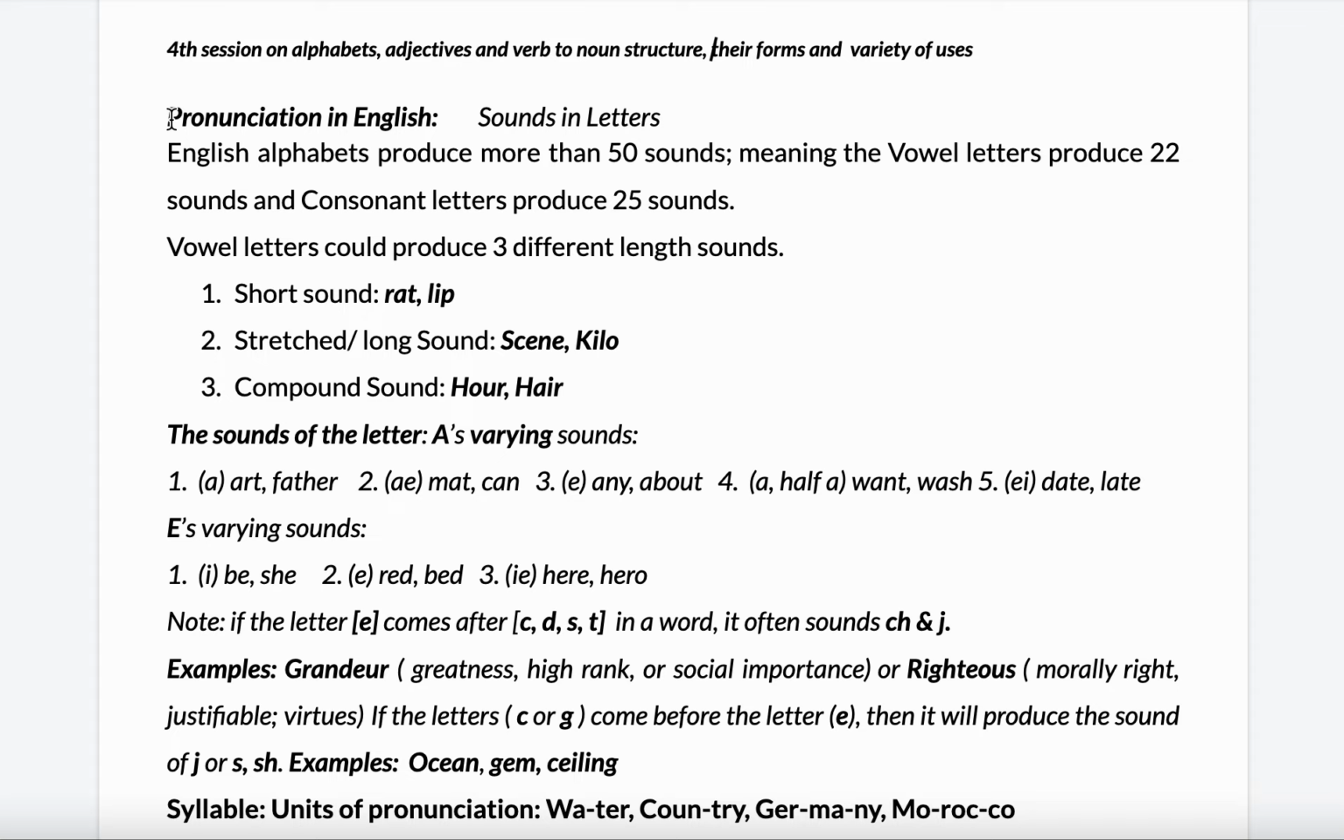So basically, the pronunciation part of this session is about sounds and letters. The general scope is that alphabet letters are 26 in English, and they can produce more than 50 sounds. The vowel list includes 5 letters. Those 5 letters can produce more than 22 sounds, and the remaining consonants can produce 25 sounds.